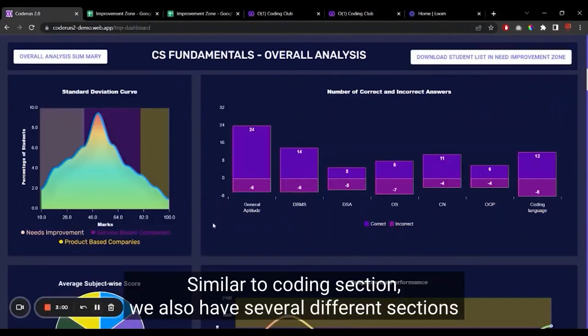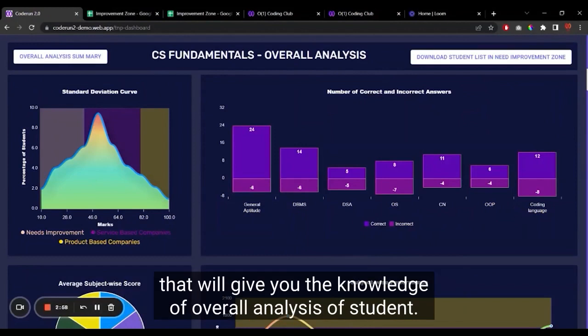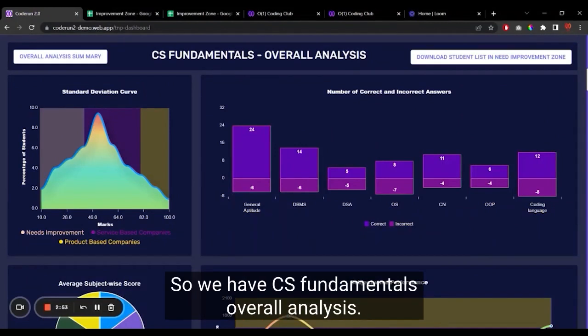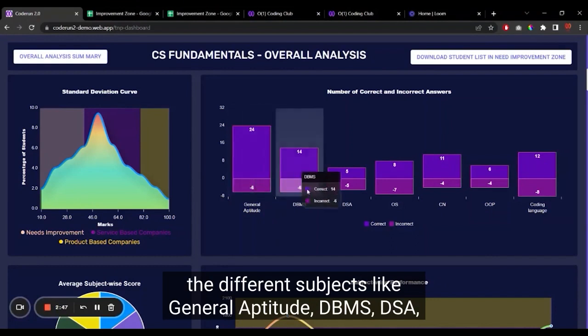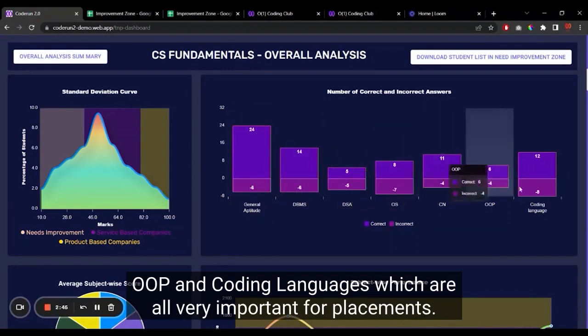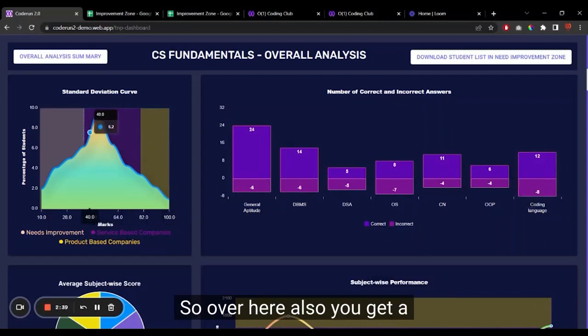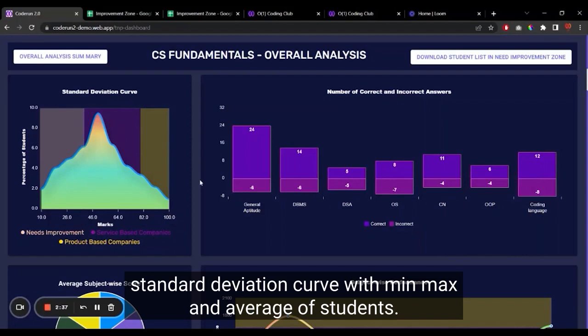Similar to the coding section, we also have several different sections that will give you the knowledge of overall analysis of students. So we have CS fundamentals overall analysis. This contains analysis of all the different subjects like general aptitude, DBMS, DSA, OS, CN, OOP and coding languages, which are all very important for placements. So over here also you get a standard deviation curve with min, max and average of students.